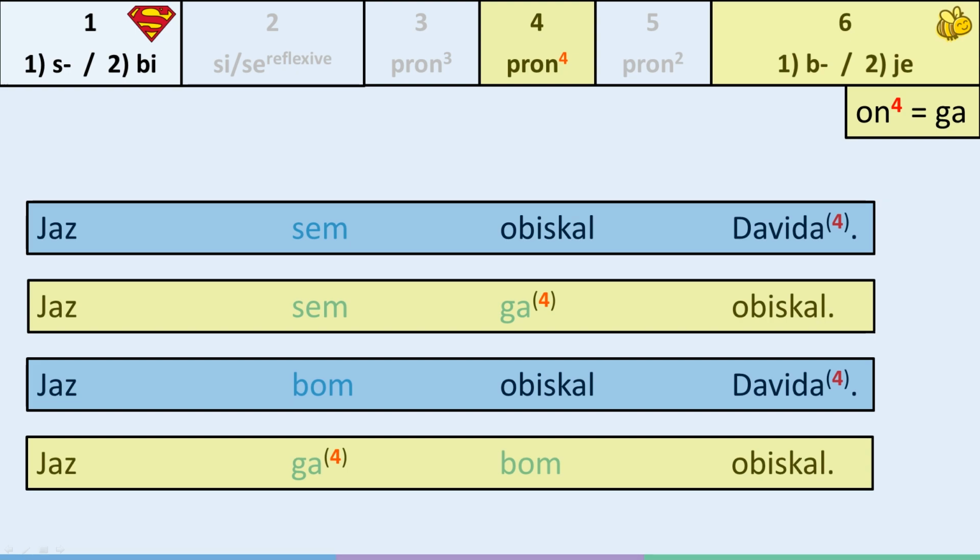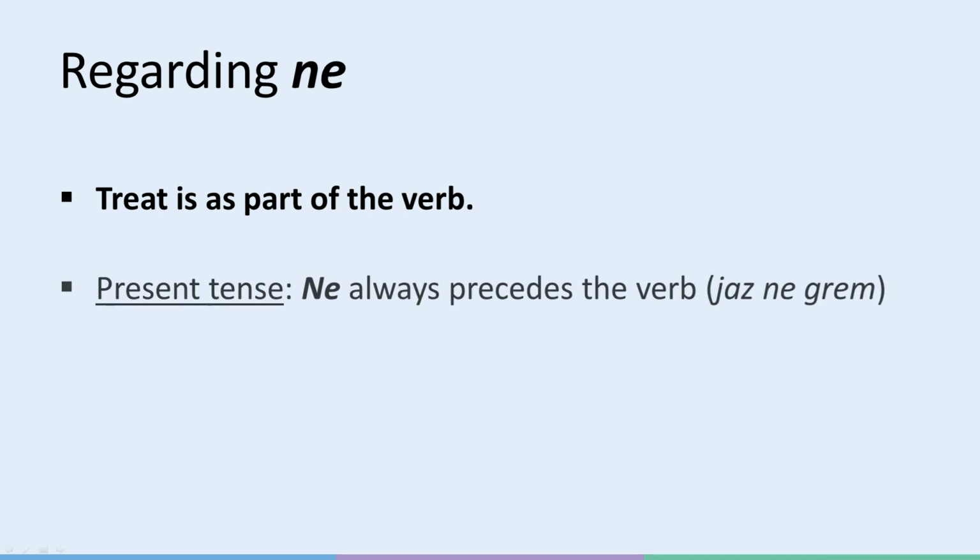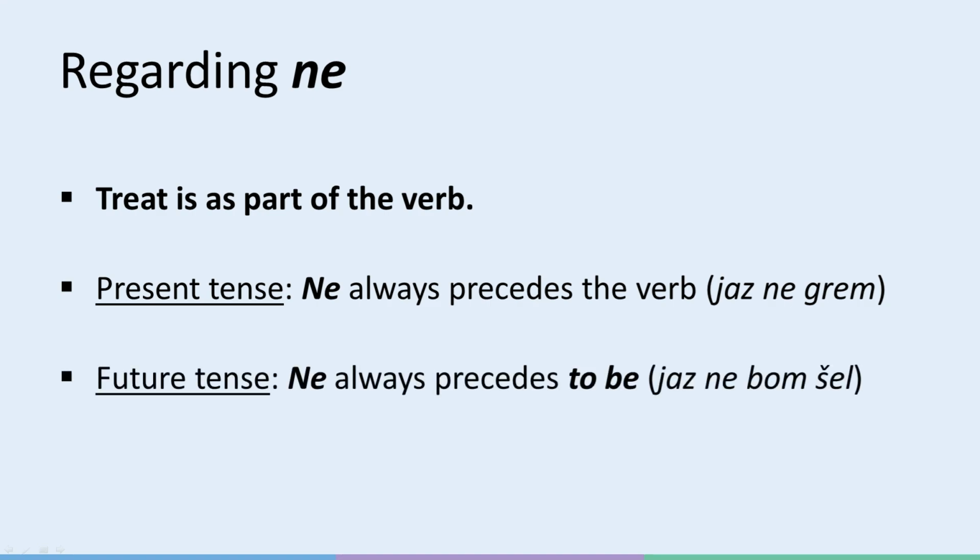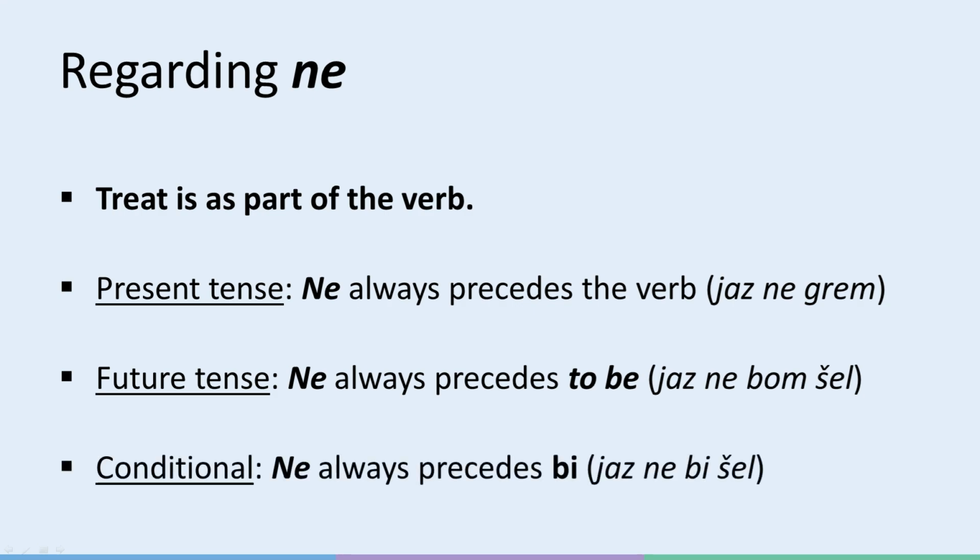Okay, now let's have a look where the word ne fits into the picture. It's pretty simple. Regarding ne, you should just treat it as part of the verb. In the present tense, ne always precedes the verb. Jaz ne grem, for example. In the future tense, it always precedes the verb as well, the helping verb to be, that is. So, ne bom, ne boš, ne bo, and so on. For example, jaz ne bom šel. And if we're dealing with a conditional bi sentence, it precedes the word bi. Jaz ne bi šel.